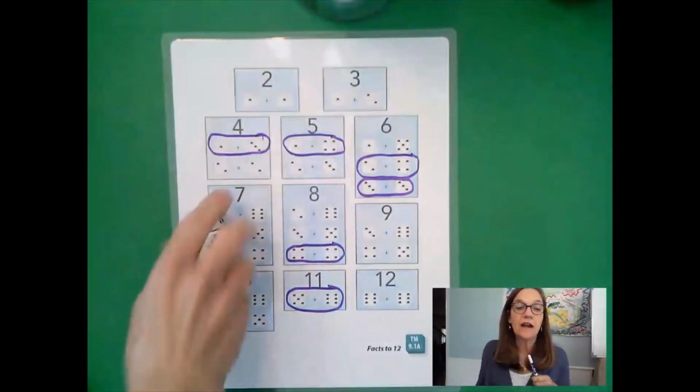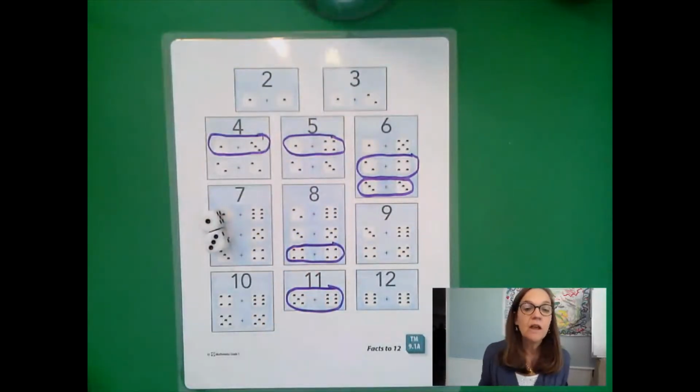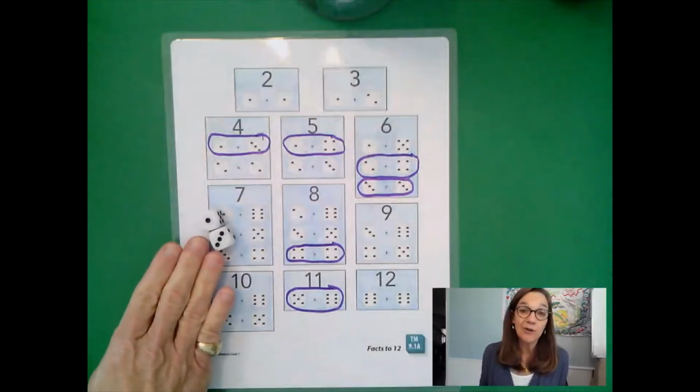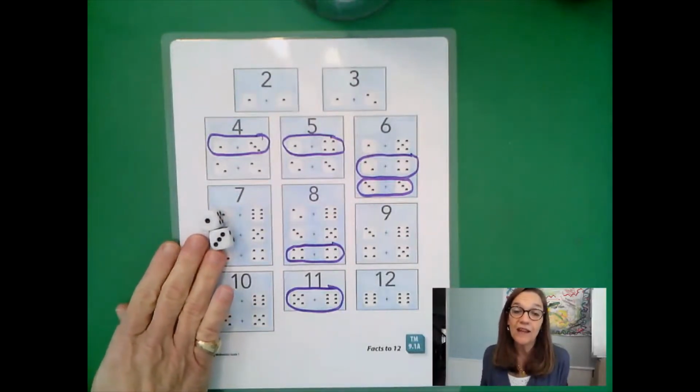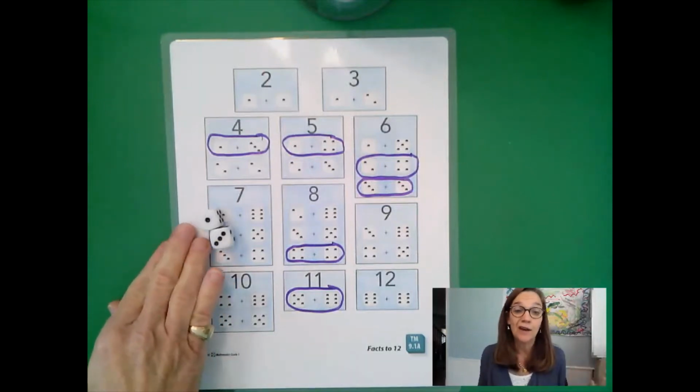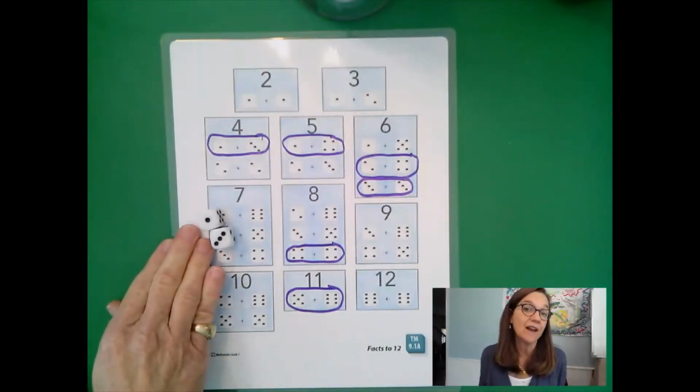You can continue this activity yourself at home. If you don't have any dice, you could maybe borrow some from a board game you have, or you can get them at the grocery store. Your parents are still having to go to the grocery store. You can get them at Walmart, you can get them at the dollar store, you can get them anywhere, okay?